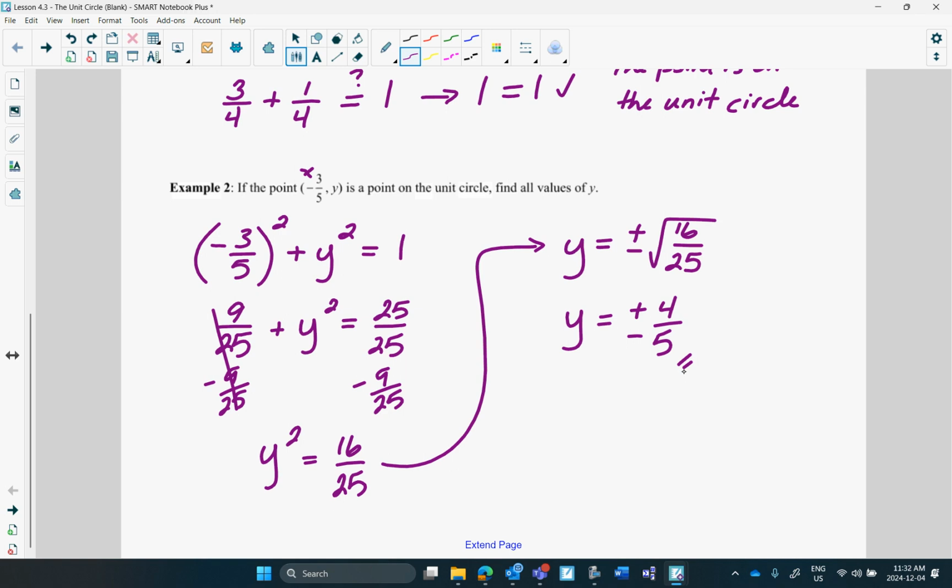Because notice it says find all values of y. That kind of suggests that there's more than 1. So therefore, the point -3 over 5, comma, positive 4 over 5 would be on the unit circle. So would the point -3 over 5, -4 over 5. So there's a whole bunch of points that are on the unit circle. Infinite number of points, as long as the x squared plus the y squared is equal to 1. Okay? But I only want to look at certain points on the unit circle.